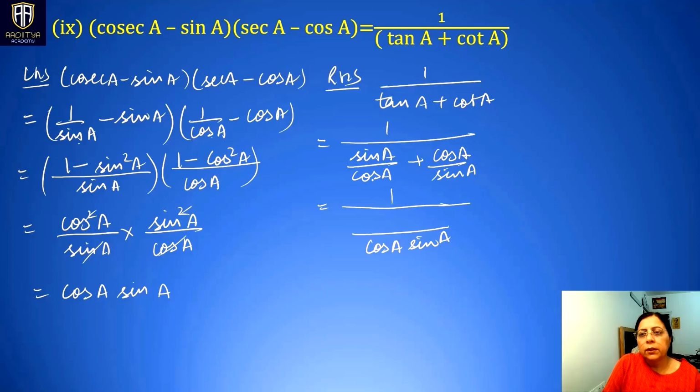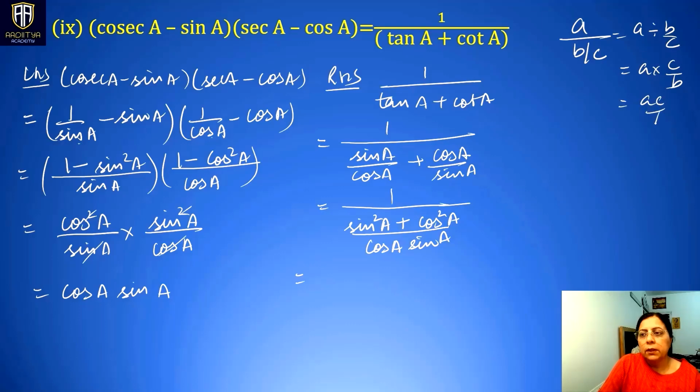Divide this cos A sine A by cos A. We get sine A multiplied by sine A is sine square A. Cos A sine A divided by sine A is cos A multiplied by cos A is cos square A. This is in the form of A divided by B by C, so we can write this as A multiplied by C by B, AC by B. That means this C goes into the numerator.